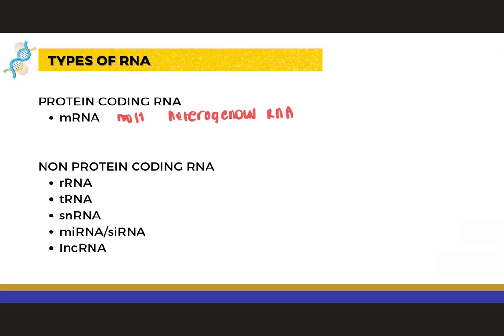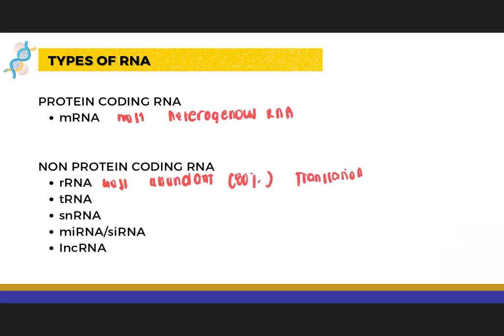Next is your ribosomal RNA. Your ribosomal RNA is the most abundant RNA, 80% of the total RNA. And this one is responsible for translation.